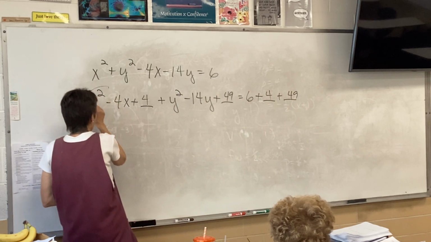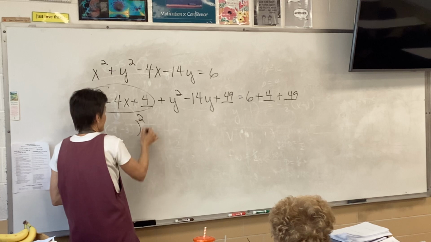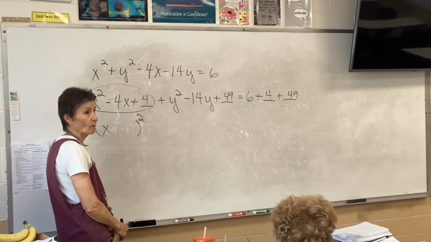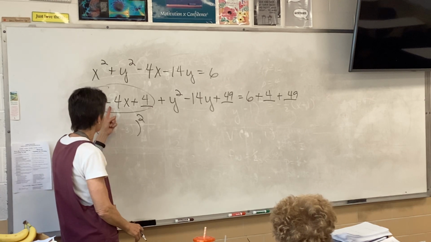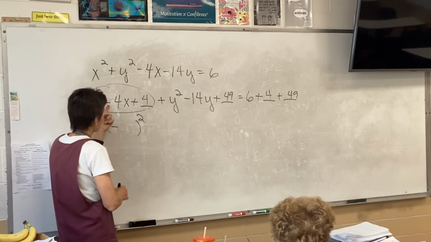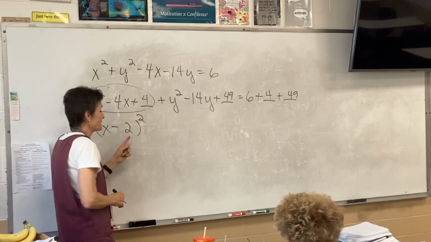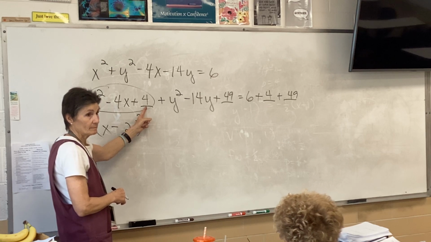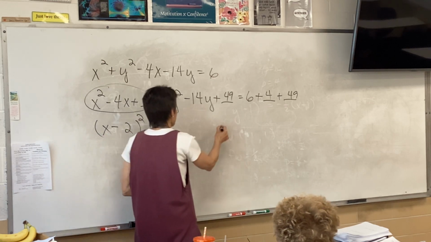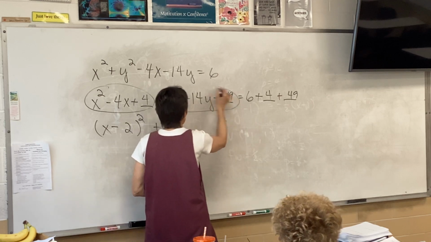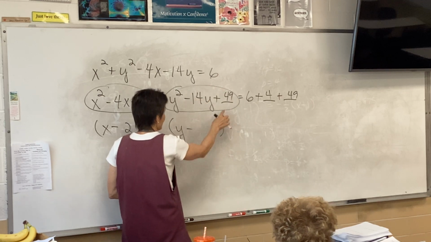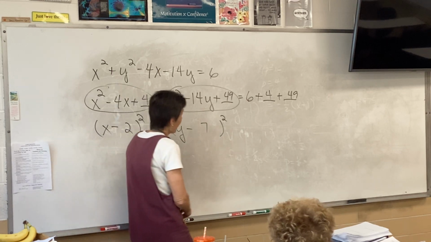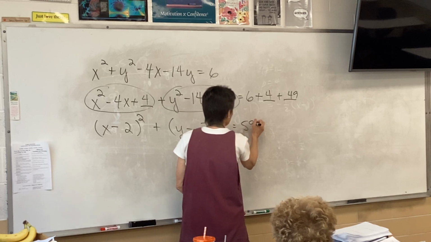Now, these guys right here make a parenthesis squared, an x parenthesis squared. Right? What's going to go in that parentheses? X minus 2. Now, why does it have to be 2? Because 2 squared gives you the 4, right? Plus, do the same thing with the y's. What's this one going to be? Y minus 7. And then add all that up, and that is what, 59?